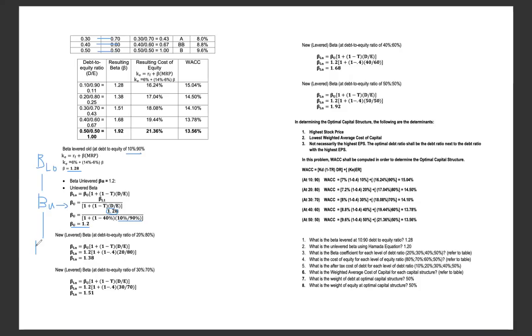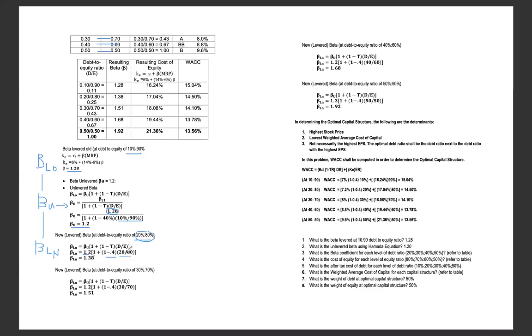Then the third step, class, is the beta levered new, BLN. So it means the debt and equity ratio should also be new. So from 10-90 it became 20-80 already. So this is where you apply it: 1.2 unlevered times 1 plus 1 minus 0.4 times 20 over 80.